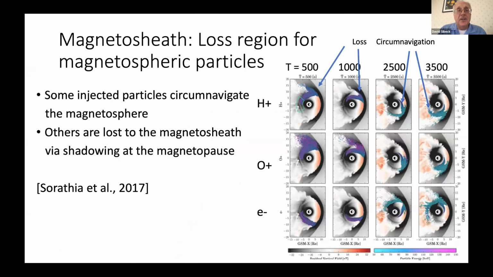Finally, the magnetosheath is a loss region for magnetospheric particles. One of the most fascinating simulations I've seen in the past number of years comes from Kareem Sorathia at JHU APL. He launches blobs of protons and oxygen and electrons on the night side and watches them drift around the magnetosphere. Some of them succeed in traversing the day side magnetopause. Others go smack into the magnetopause, and those particles are lost to the sheath. Very interesting to see where and when they're lost and where they go.